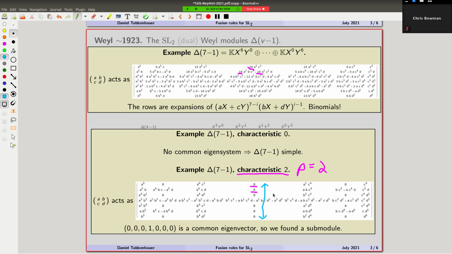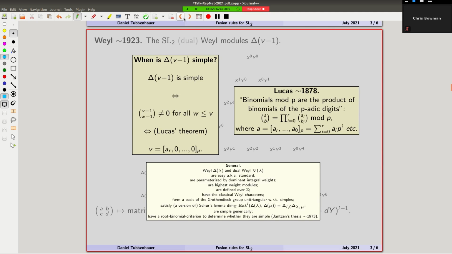What I just said, this classification of simple modules given by rows and columns in the corresponding Pascal's triangle, is exactly the statement. So this one is simple if and only if the corresponding binomials don't vanish. And there's a very, very nice, easy way to check when this happens.